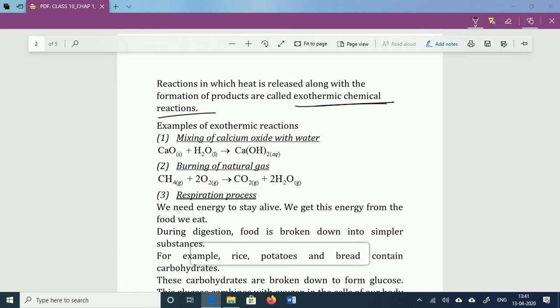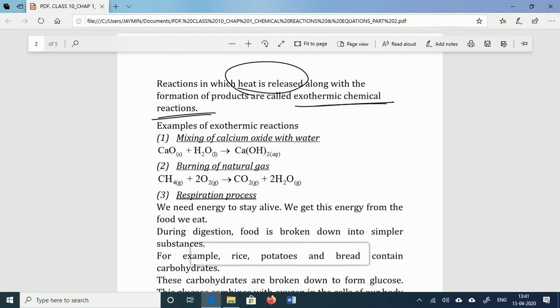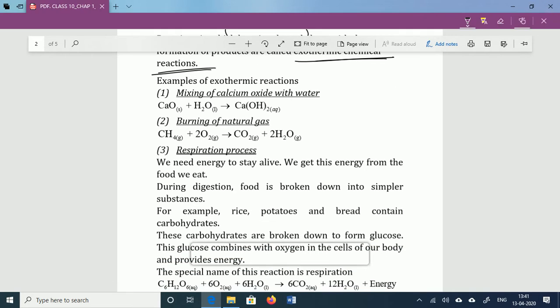Exothermic reaction means the process in which heat is going to be produced, heat is going to be released. This type of reaction is called an exothermic reaction. Now a few examples of exothermic reactions are given here. The first is the mixing of calcium oxide with water, that we already discussed.